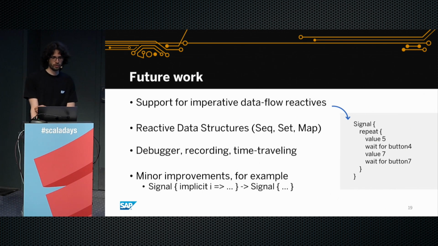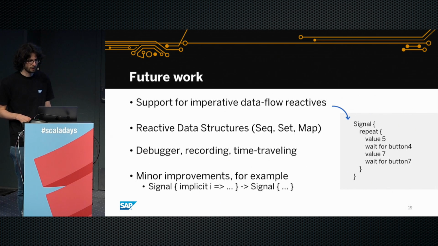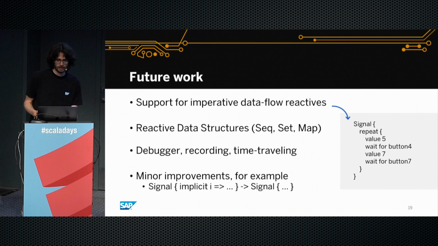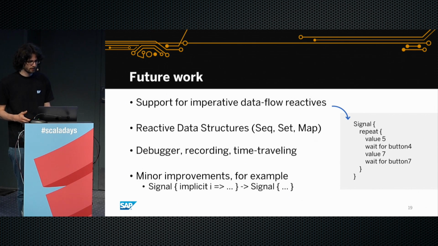Imperative data flow reactives just give more ways to construct a signal. So for example, here we could have a signal that first always has the value 5, then it waits for some event to happen, which is that button 4 event is happening. Then maybe it has a value 7, and then maybe it waits for some other event to happen, which is maybe the button 7 is clicked, and then it always repeats this the whole time. And so this means that also the dependencies of this value change over time. So first it only depends on button 4, and then it depends on button 7.